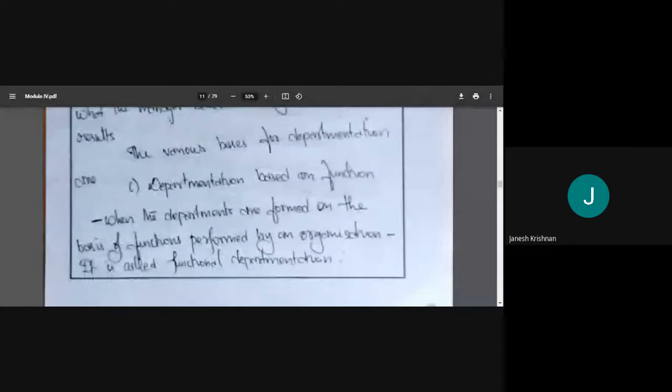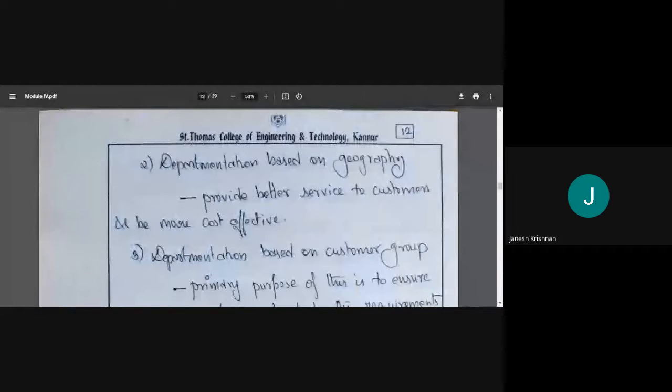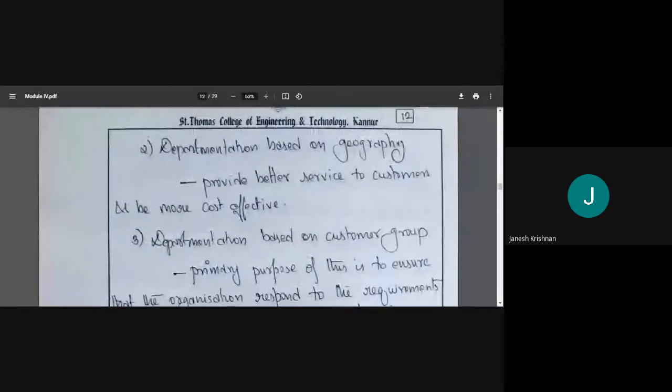Then based on geography, to provide better service to customers and be more cost effective. You might have heard, see, in a very big company, they will have a central zone.